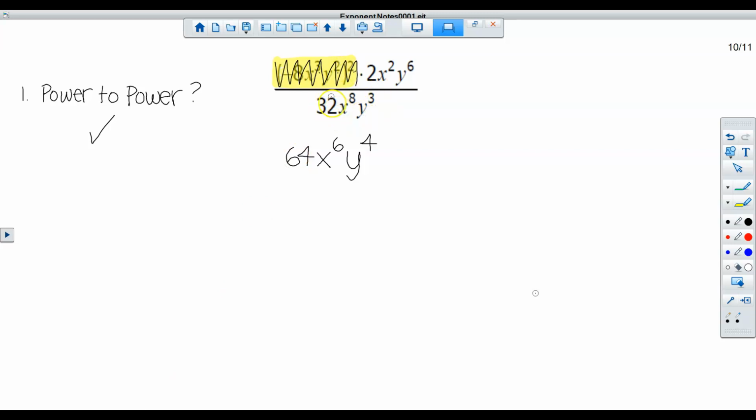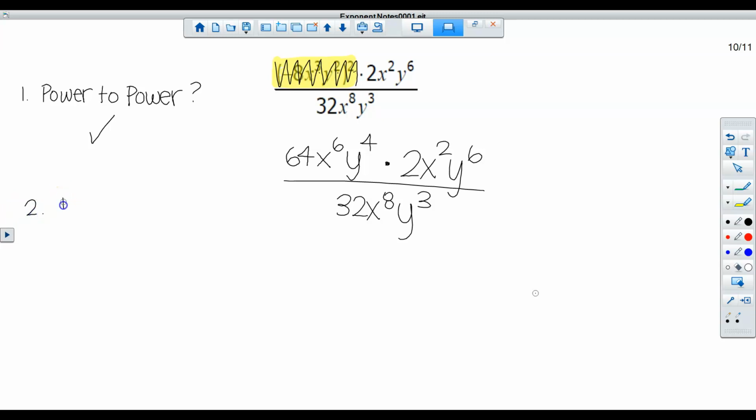Now all of this other stuff that I see now needs to move down. So beside that, I need to have times 2 x squared y to the 6th. And then all of that is over 32 x to the 8th y to the 3rd. So here is my new problem.